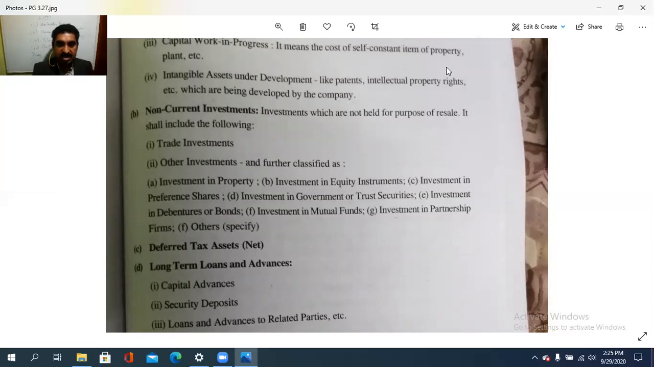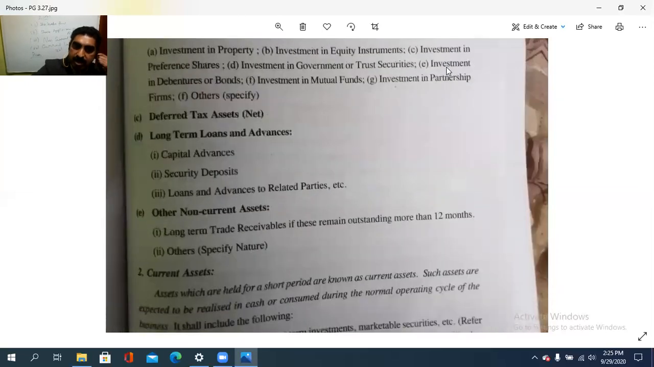And deferred tax, that is the net. And the long-term loans and advances like capital advances, security deposit, loans and advances to related parties, etc. And also other non-current asset like long-term trade receivable, others like that. So current asset, non-current asset. Fixed asset, non-current asset. Okay, that is for the entire period, isn't it?